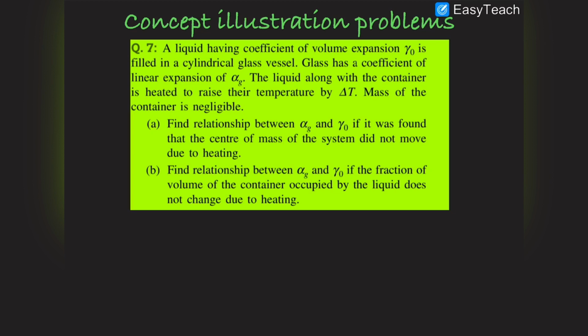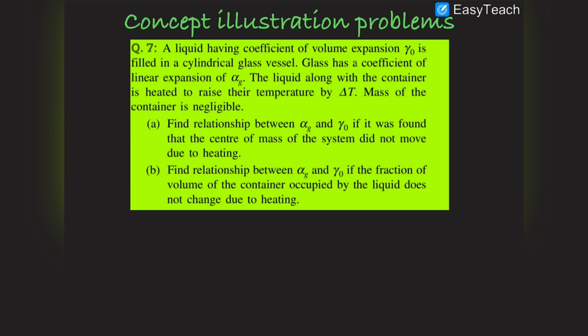In this question, there is a vessel whose coefficient of linear expansion is alpha g. It is made of glass, and a liquid is filled in the vessel whose coefficient of volumetric expansion is gamma naught. Now this liquid and the vessel are heated by a temperature of delta T. We have to find the relationship between alpha g and gamma naught if it was found that the center of mass of the system does not move due to the heating.